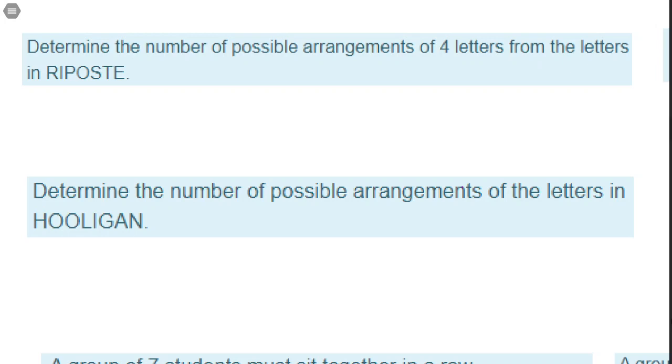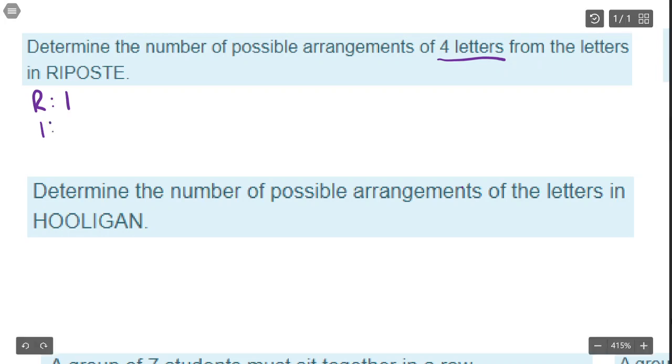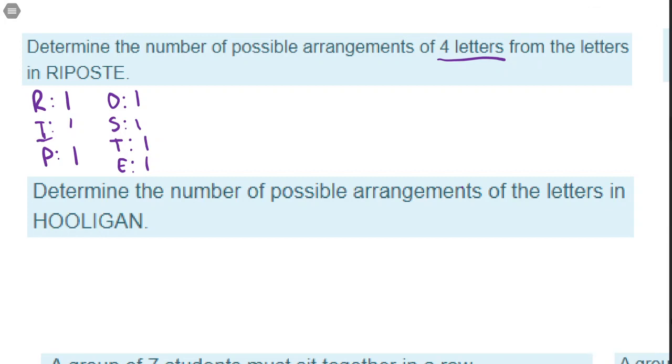So this first one, determine the number of possible arrangements of 4 letters from the letters in riposte. Whenever you've got one of these word problems where you need to rearrange the letters, I like to double check that there's only one of each letter, even if you're pretty sure. Riposte, S, T, and E. Just going through the process of writing out each letter and making sure that there's only one of each will catch a lot of mistakes.